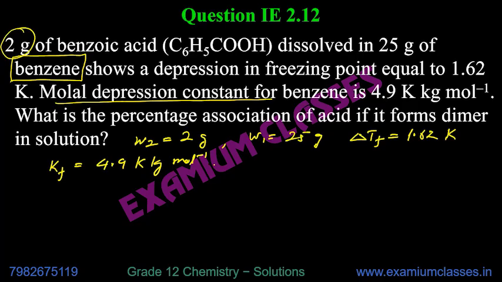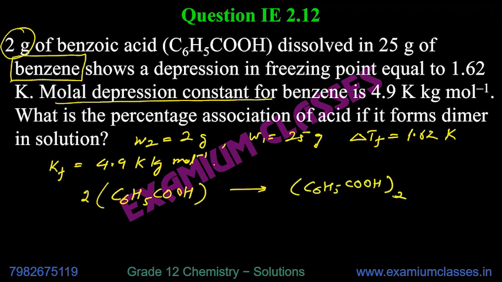Now, if it forms dimer, the equation will be like this: two molecules of benzoic acid will form one (C6H5COOH) whole twice, one molecule. Two molecules, one molecule after dimerization. So this will be the type of reaction here in this case. But according to the question, not all molecules dimerize. That's why it is asked percentage association.